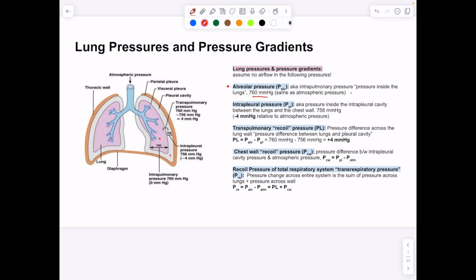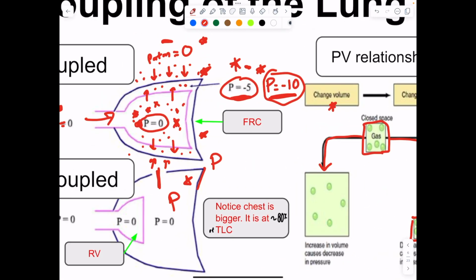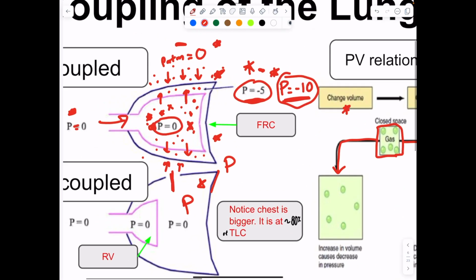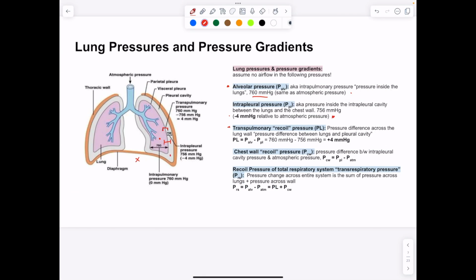Then we have the interpleural pressure, which is going to be less than atmosphere by default. And if we expand the thoracic cage, it's going to go even lower than -4 millimeters of mercury. All right. Then we have the pressure across the wall, right? We said that the difference between this pressure and this pressure is going to drive the lung to expand. So the transpulmonary pressure is this difference in pressure right here.